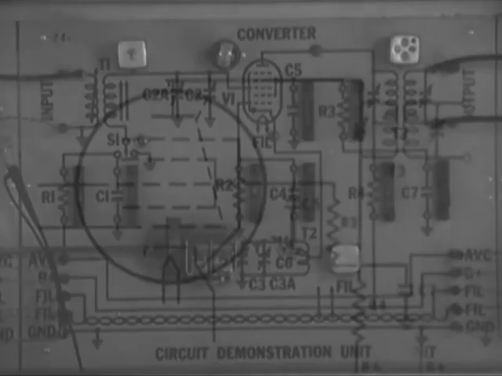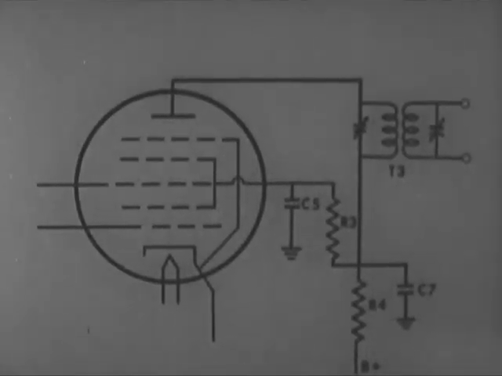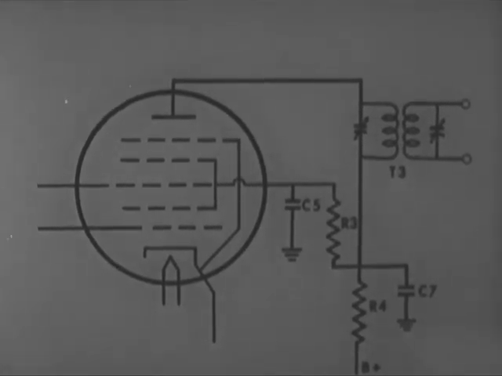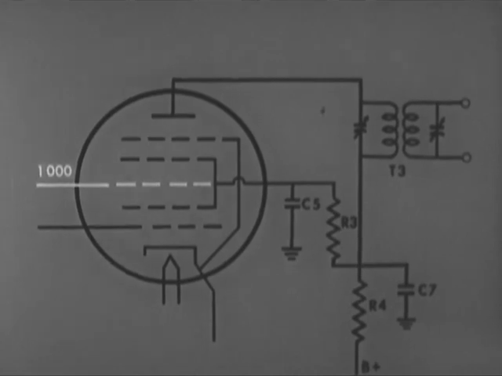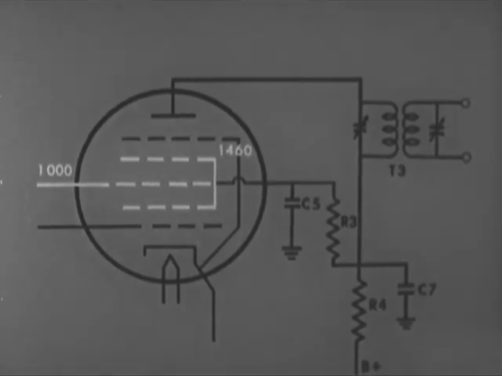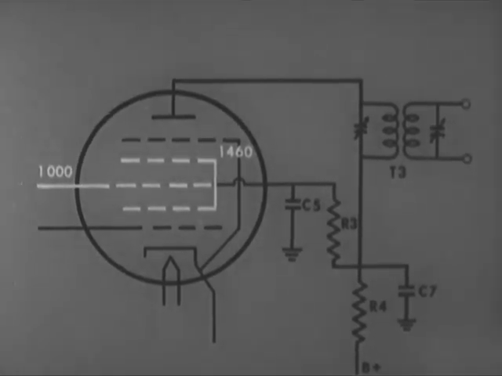An example may help to make this clear. We have already said that our carrier frequency is 1 megacycle, or to put it another way, 1,000 kilocycles. This is applied to grid number 3. The oscillator is tuned to 1460 kilocycles, and this appears on grids 2 and 4. Now, the output signal on the plate of the converter will consist of 4 frequencies.